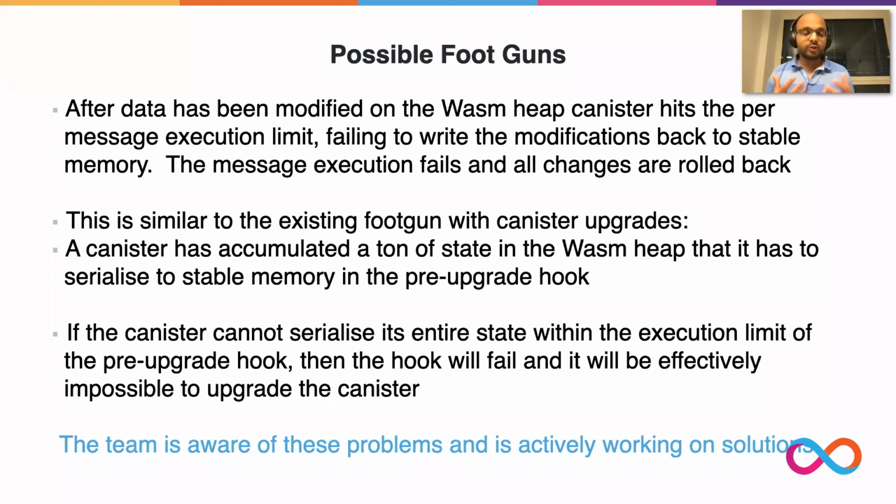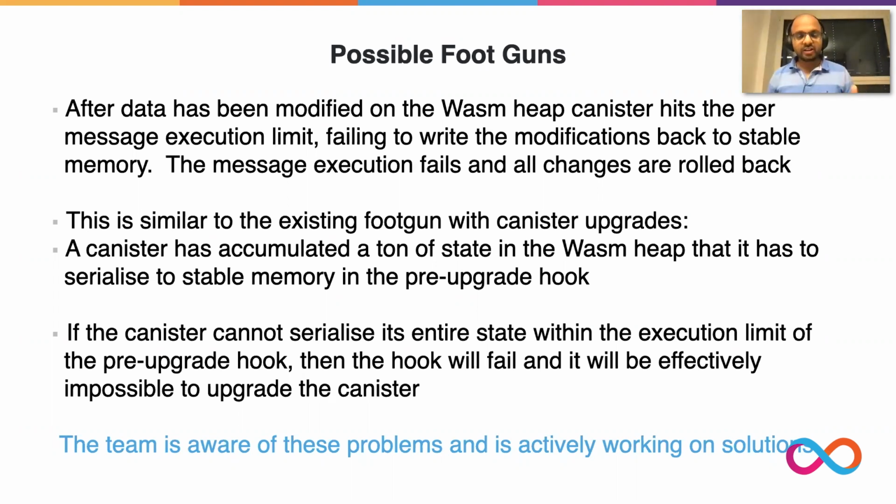A similar footgun actually already exists with canister upgrades. When you're upgrading a canister, the Wasm heap of the canister is wiped clean. So when a canister is being upgraded, what the canister is supposed to do is, before the upgrade can proceed, in the pre-upgrade hook, it should serialize all the data from its Wasm heap to stable memory that it wants to keep after the upgrade. But it is possible that if the canister has accumulated a lot of state in its Wasm heap, that just serializing that entire data to stable memory can cause it to hit the message execution limit of the pre-upgrade hook. And if a canister cannot serialize its entire state within the execution limit, then the pre-upgrade hook will fail and it will effectively become impossible to upgrade this canister.